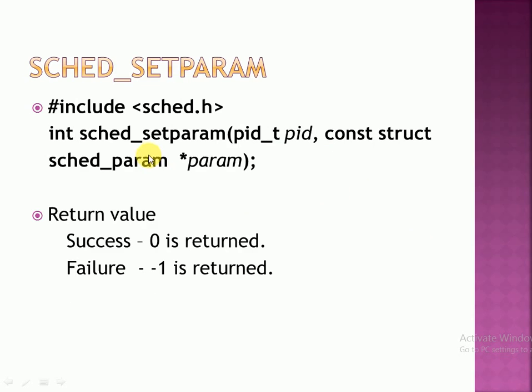The next system call is the scheduling set parameters. This is the syntax for set parameters. This sets the scheduling parameters associated with the scheduling policy for the process identified by PID. If PID is 0, then the parameters of the calling process are set. This returns the same as set attribute.